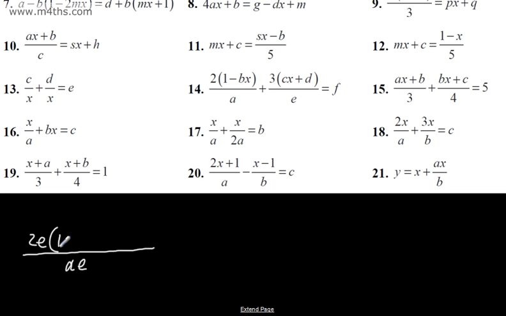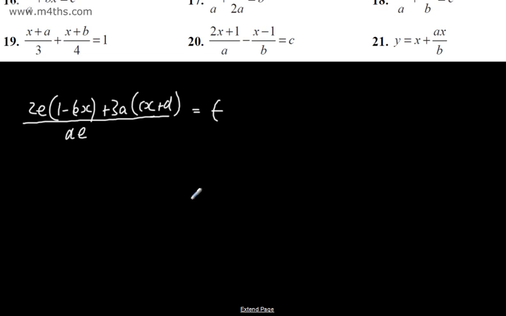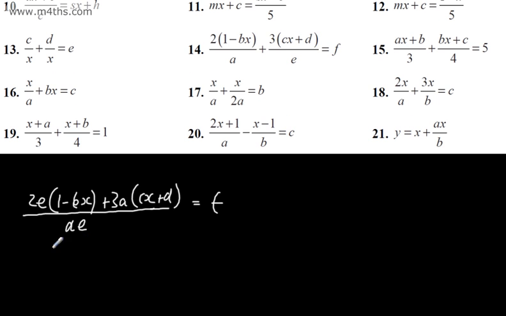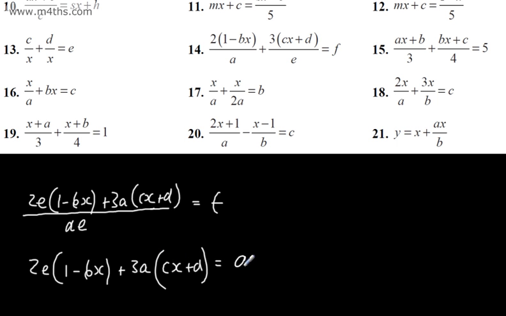I'm now going to multiply all of this equation by e to get the common denominator, and that will be 2e, and then we're going to have (1 minus bx). Then if I consider now I need to multiply this side by the a, we're going to have 3a, and we're going to have (cx plus d), and that is going to be equal to f. I'm going to multiply both sides of the equation by now a multiplied by e. So what we're going to have is 2e times (1 minus b) multiplied by x plus 3 lots of a multiplied by (cx plus d) is going to be equal to a multiplied by e multiplied by f.